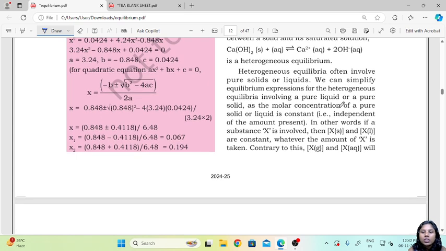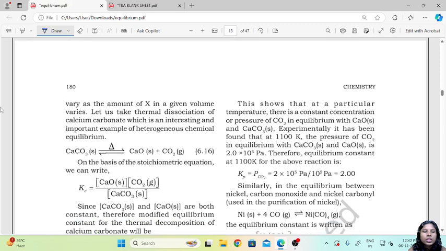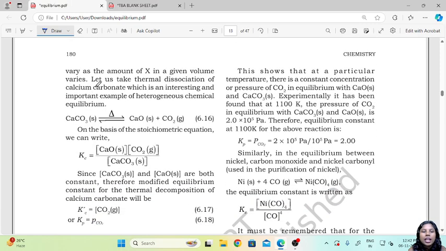The molar concentration of a pure solid or liquid is constant, that is, independent of the amount present. In other words, if the substance X is involved, then X solid and X liquid are constants, whatever the amount of X taken. Contrary to this, X gaseous and X aqueous will vary as the amount of X in the given volume varies. Now let us take the thermal decomposition of calcium carbonate, which is an interesting and important example of heterogeneous chemical equilibrium.